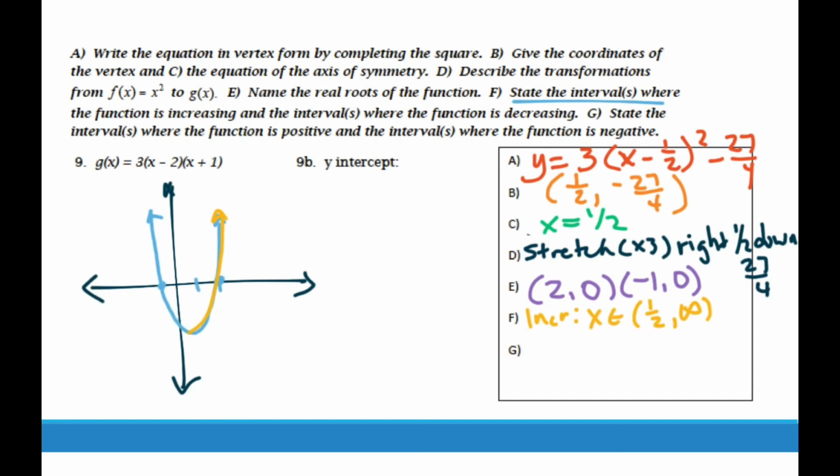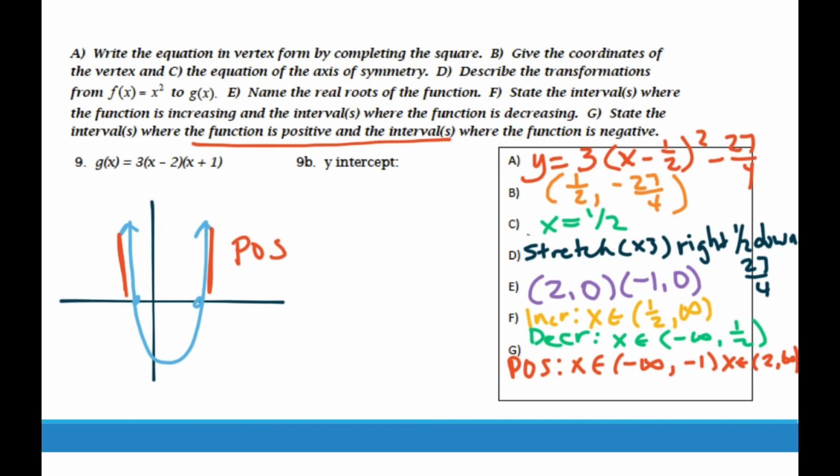Okay, so the increasing interval is going to be from 1/2 to infinity. So that's the yellow part that I've got on the graph. And the decreasing interval is going to be from negative infinity to 1/2, the green part of the graph. Okay, the next thing is the positive and negative parts. So if I look at my graph, the positive part is what I've highlighted in red. So think about it as you're walking along the x-axis from negative infinity until you get to this point right here, that's going to be positive. Then it will be negative for a while, and then once I get here, it's going to be positive again. It's in between here that it's negative, so that's how I write my intervals.